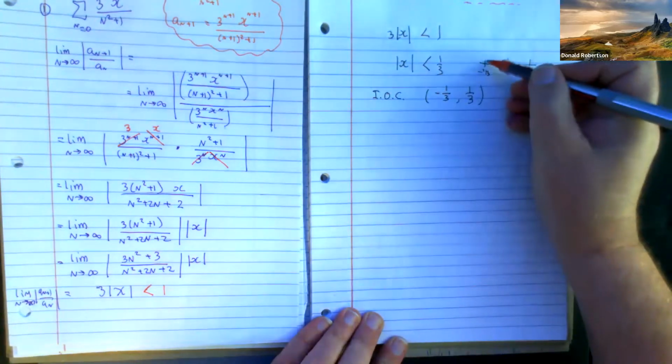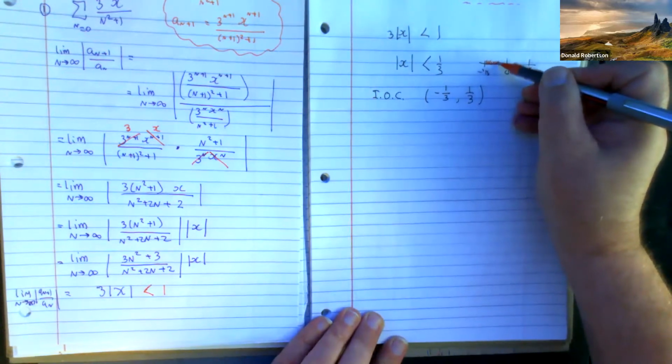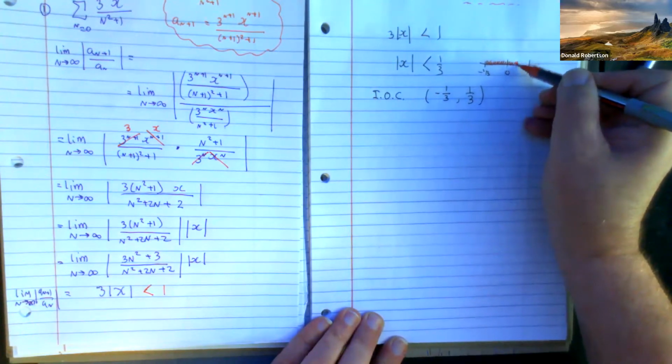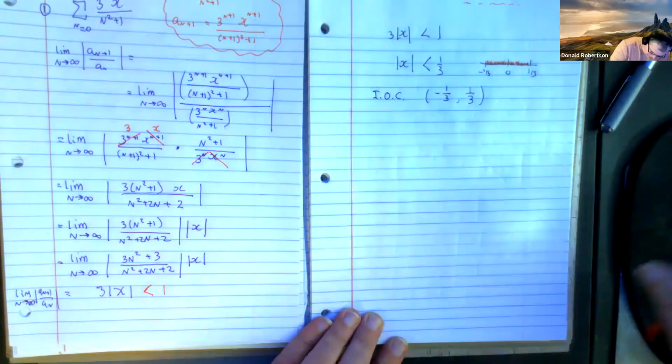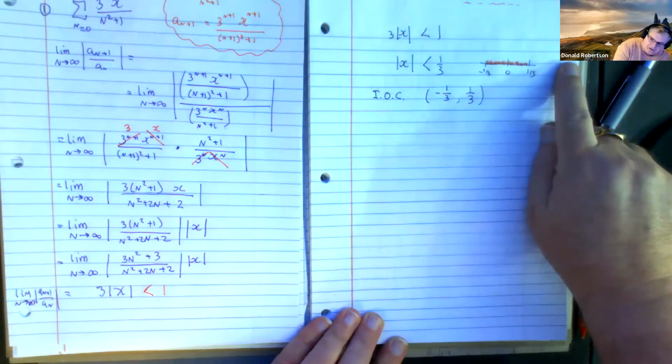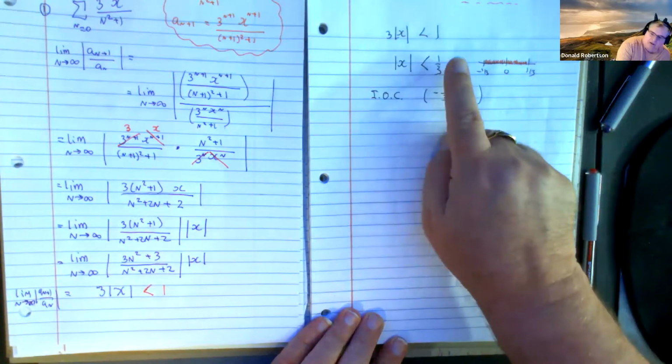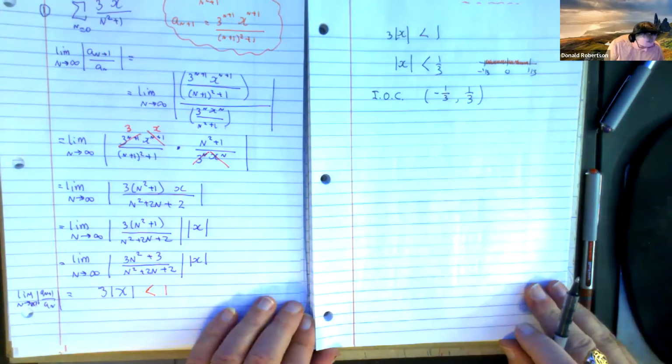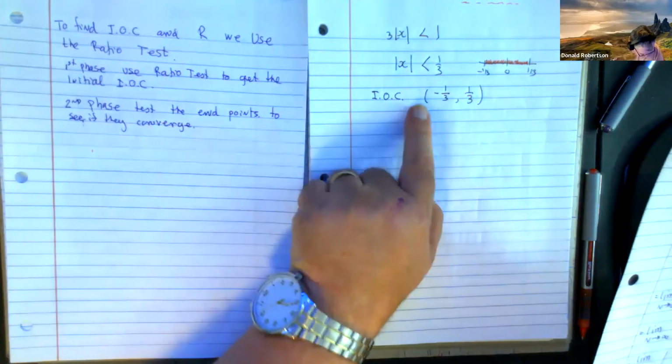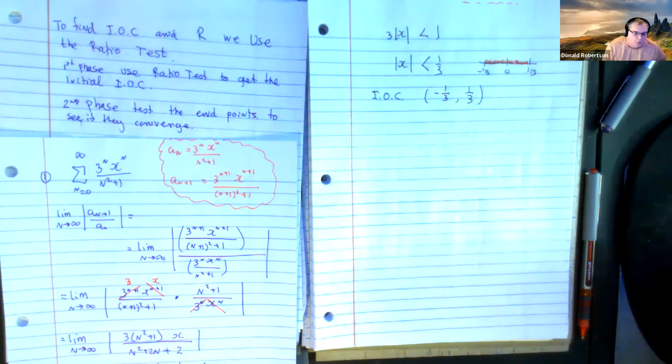As long as you're in this range and you take the absolute value of it, it will be less than 1/3. If you try and pick a number like 1, it'll be too big. If you try and pick a number like -2, it won't work either. So we have found the interval of convergence. And that's phase 1. Phase 1 is use the ratio test, which we've done, to get the initial interval of convergence. Now, phase 2 says we now have to test the endpoints.